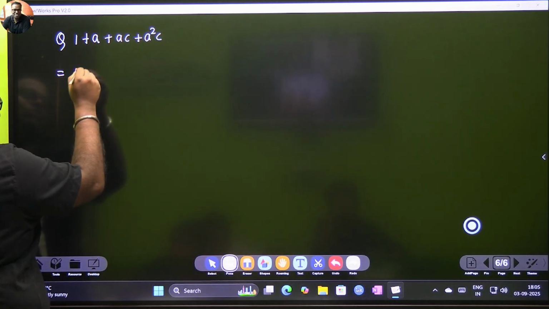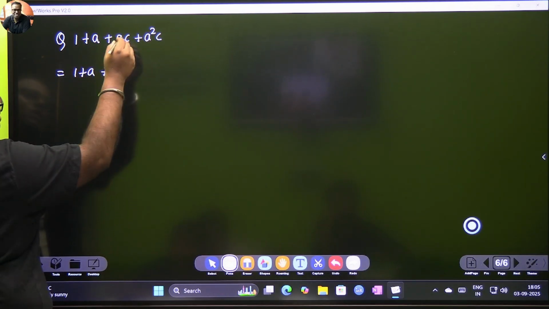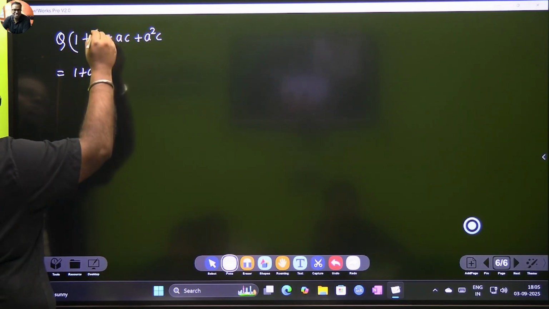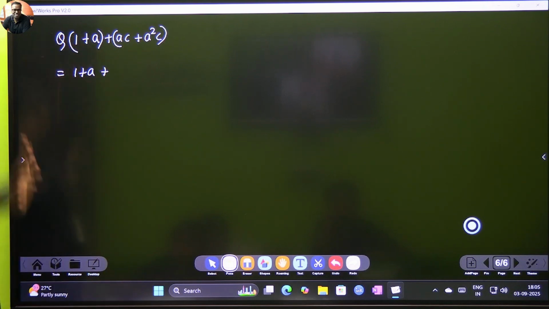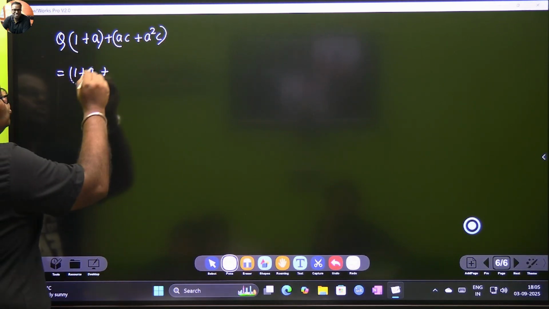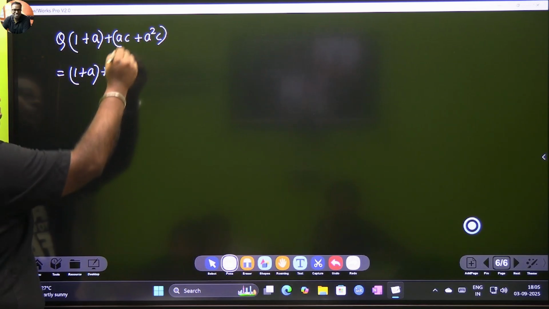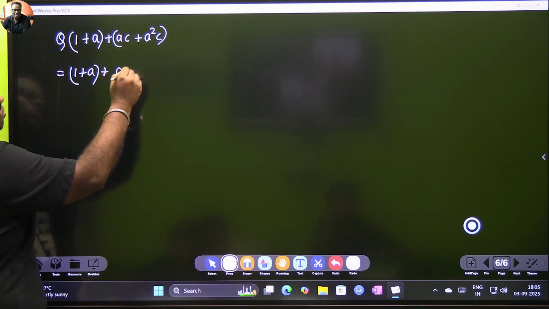Let's leave this as 1 plus a. And let's take this, you just think of this problem like this. Now is it okay? Leave this as it is. Let's do nothing, we can't do anything with this. But here we can take what? AC common.